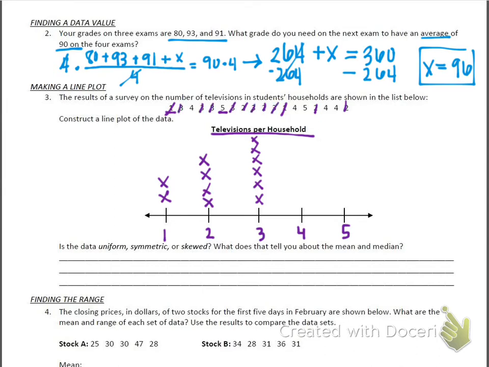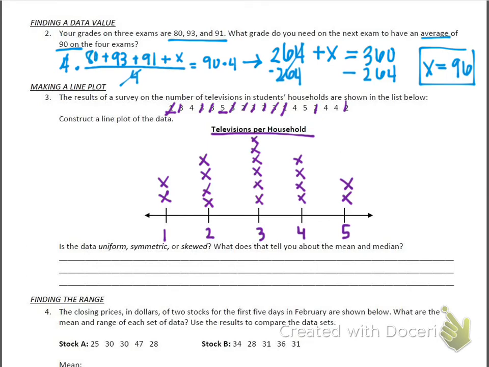What about 4? How many people have 4 TVs? Also 4, 2, 3, 4. So notice that I'm trying to space out my X's the same amount so that they all line up. And then how many people had 5 TVs? 2. Oh my gosh, this data is perfectly symmetric, right? Okay, so it is symmetric.